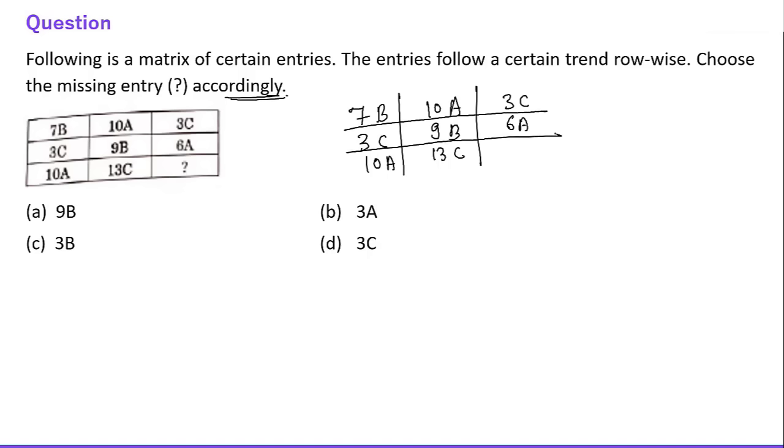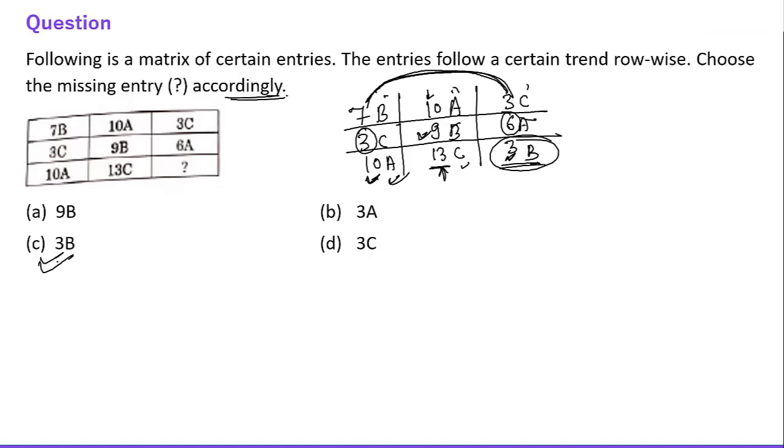So this is actually a table. Friends, here 3 plus 7 is 10, so the middle term is the sum of these two numbers. Here 3 plus 6 is 9. 10 plus 3 will be 13. And this is A, B, C. In every row, A, B, C. So obviously A, C, and B is missing. So 3B is the missing number and the correct choice. You can say in every column you will get A, B, C, or in every row also you will get A, B, C.